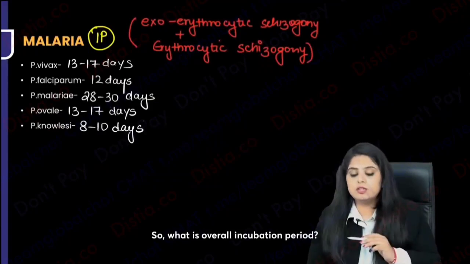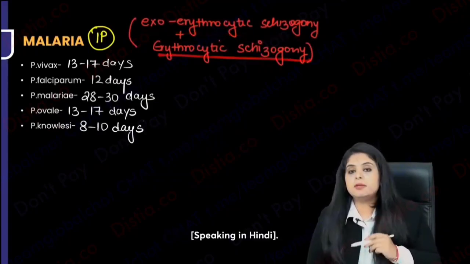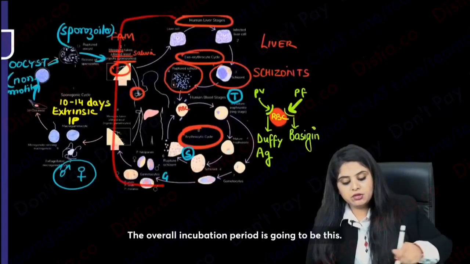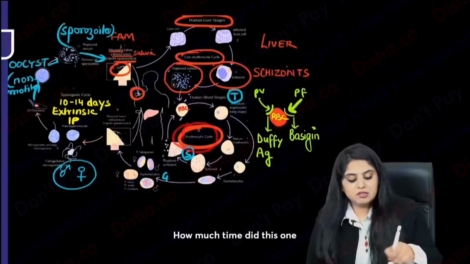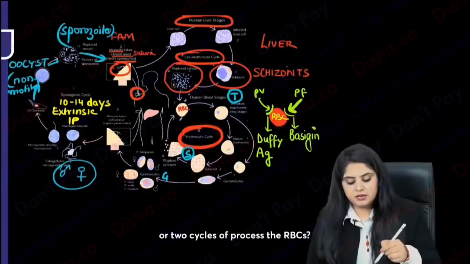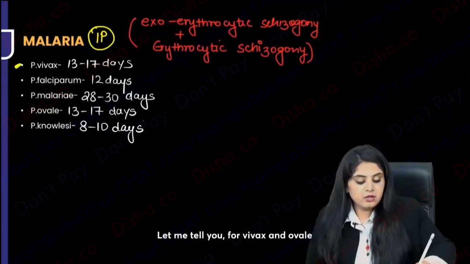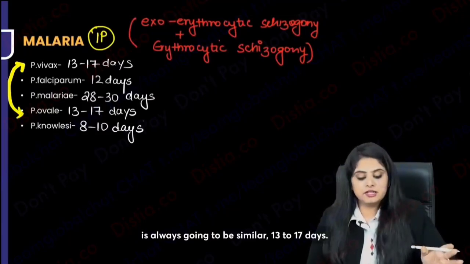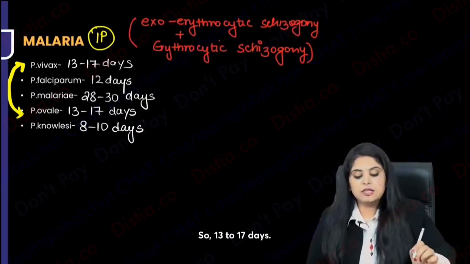So what is the overall incubation period? How much time it took in the liver plus how much time it took in the blood. What am I saying? The overall incubation period is this: how much time did this process take in the liver, and how much time did these 1 or 2 cycles of the process take in the RBCs. That is the overall incubation period. Everything for vivax and ovale is always going to be similar: 13 to 17 days. Everything for vivax and ovale is going to be similar in the story.